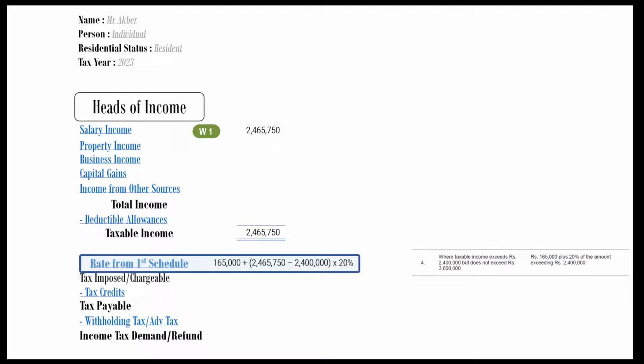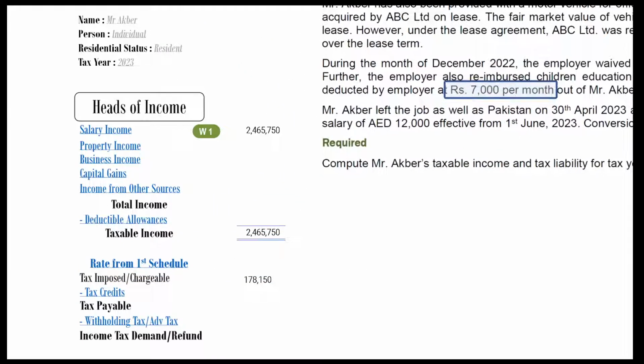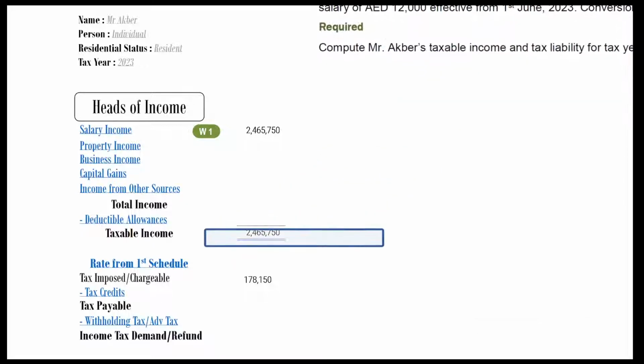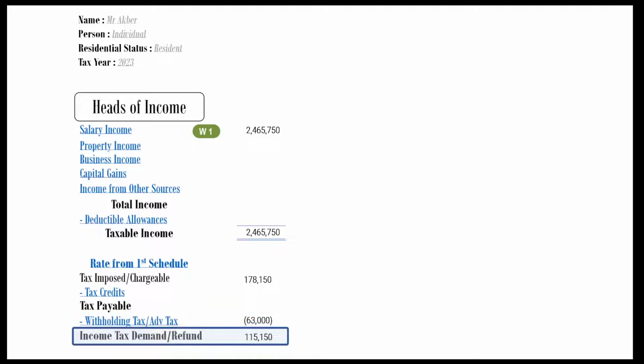Tax imposed comes to Rs 178,150. Recall withholding tax amount mentioned in question. Multiply Rs 7,000 with number of months of service. Total withholding tax comes to Rs 63,000. Mention it in your answer format. Find out tax demand. Tax demand is Rs 115,150.